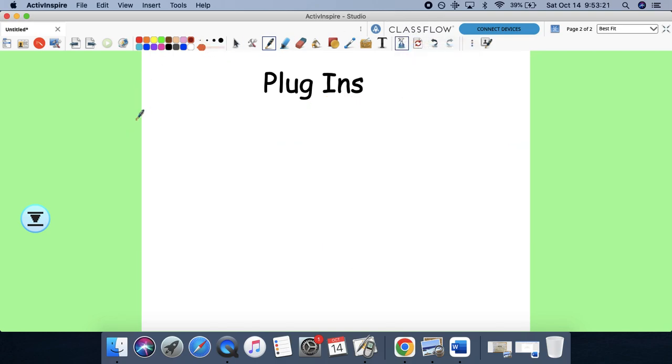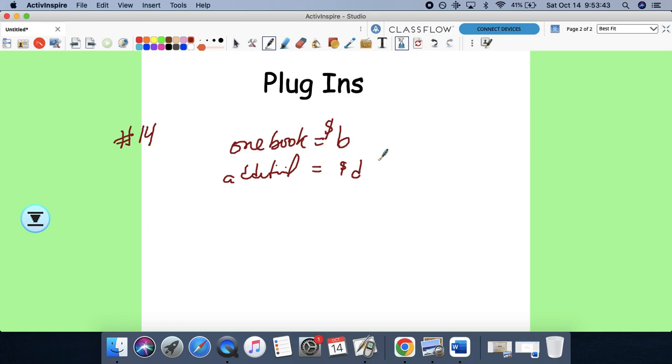Wow. 14. During a sale, a customer bought one book for B dollars. Each additional book costs D dollars less. For example, the cost of the second book is B minus D.